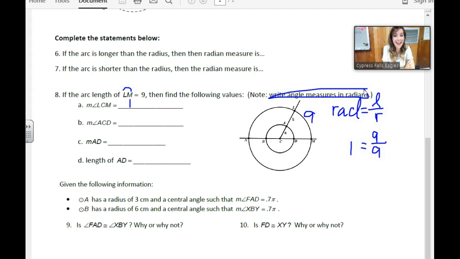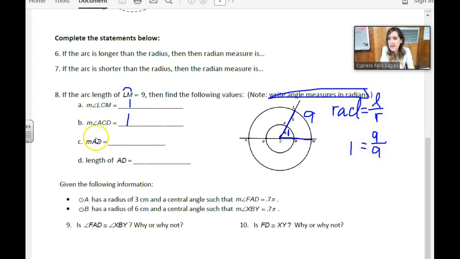All right, so the answer to A is 1. So this angle right here is 1 radian. 57.3 degrees, remember? 1 radian. Okay, cool. What's the measure of ACD? Well, wait a minute. Angle ACD is another way to name angle LCM. They are literally the exact same angle. So they would have the same measure, right? 1.